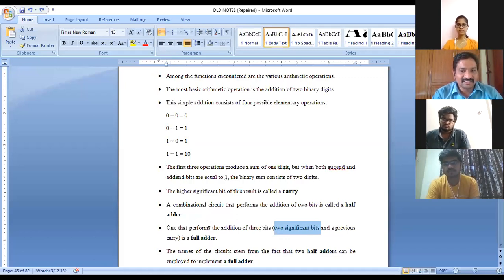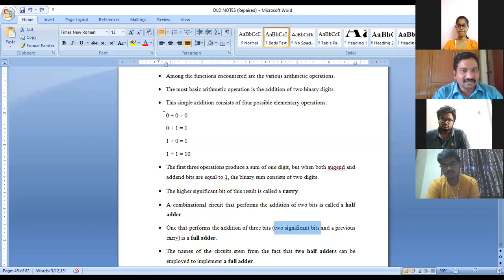So this is simply what a half adder is and what a full adder is. Introduction about this one. Another approach for getting a full adder: you can add 2 half adders to get 1 full adder. Got it? So this is the information that should be learned.